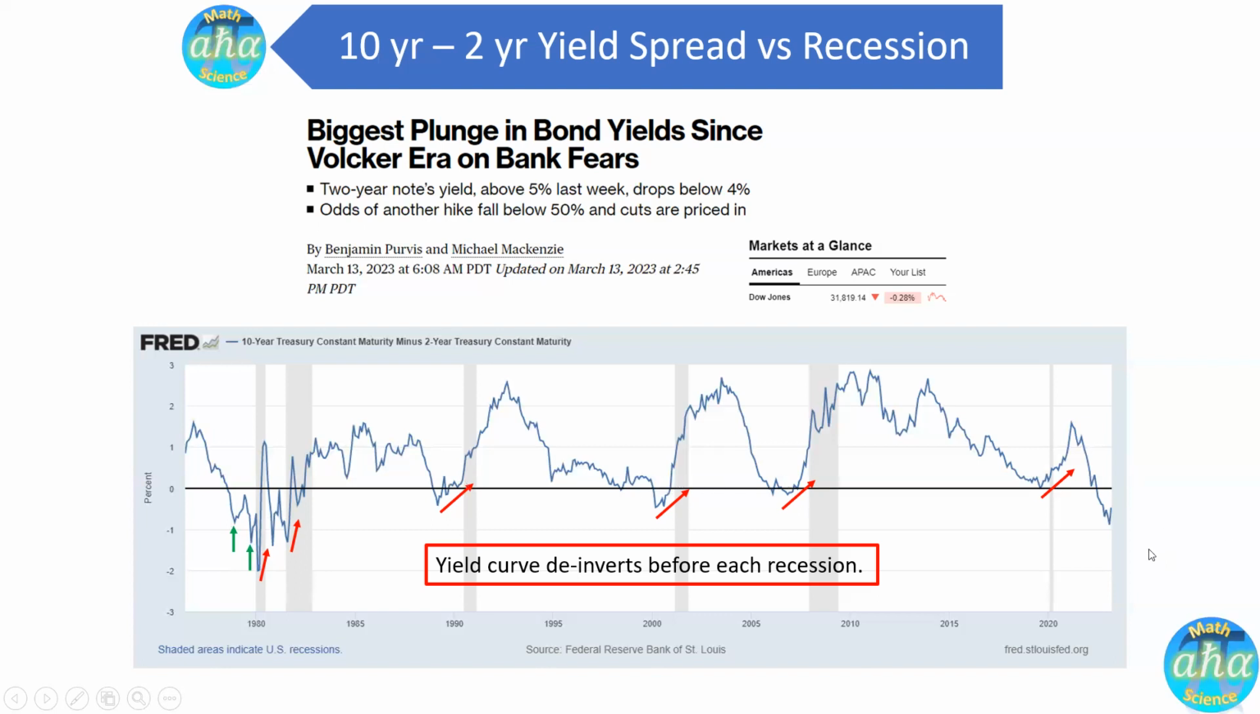So what about now? You can see that just yesterday, the de-inverting started to become very clear.